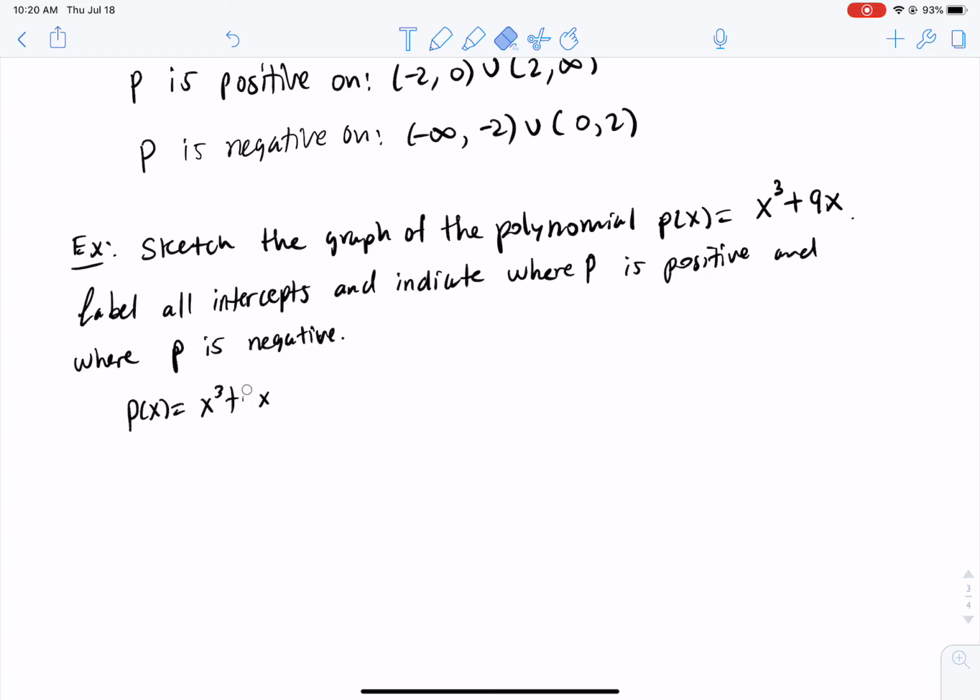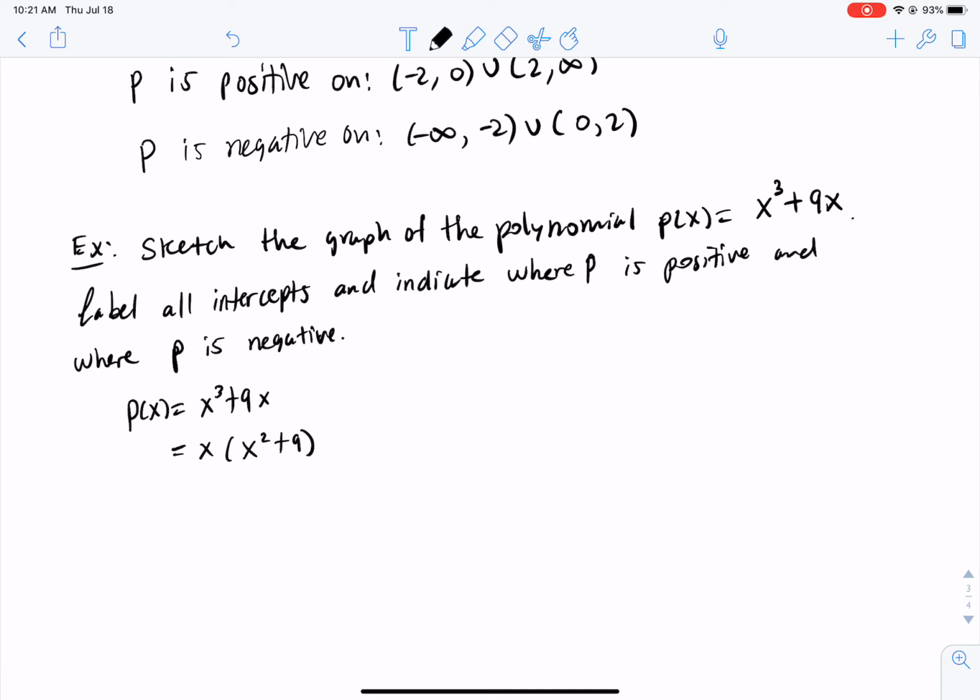We factor out the x from this first. So we get x times x squared plus 9. Can we factor x squared plus 9 any more? We can't. Because there's only a positive 9, it's not a difference of squares, so that's why we can't factor it out.